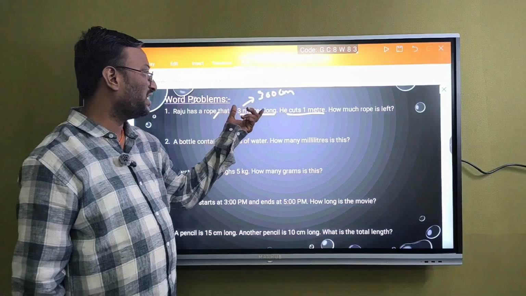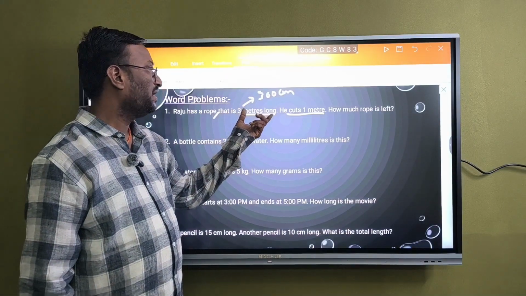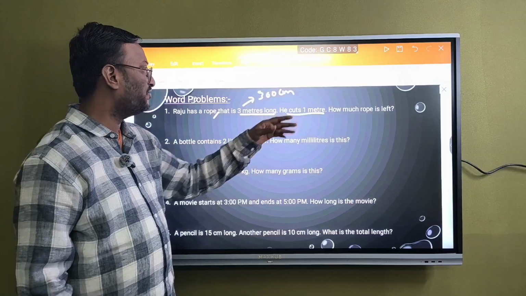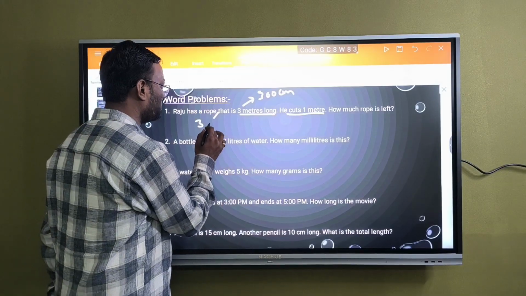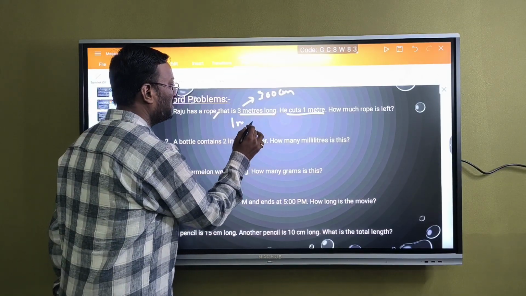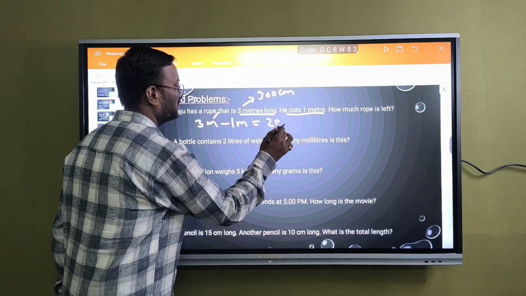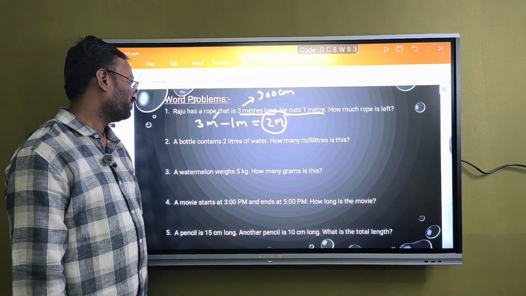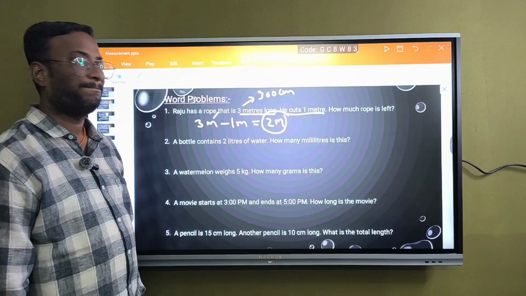He is having a 3 meter long rope. He cuts 1 meter from it. How much rope will be left? 3 meters minus 1 meter will give you 2 meters. The 2 meters will be left. Okay, alright, very good. Next we go for the second problem.